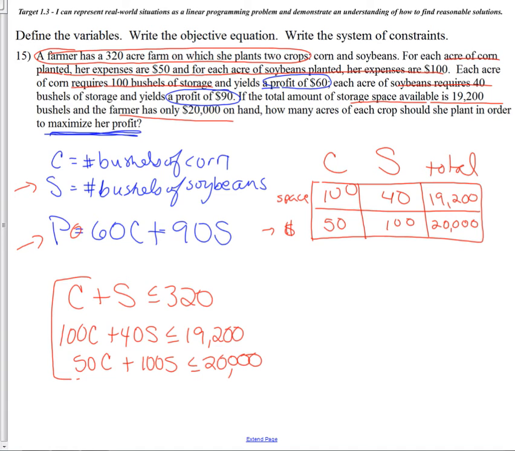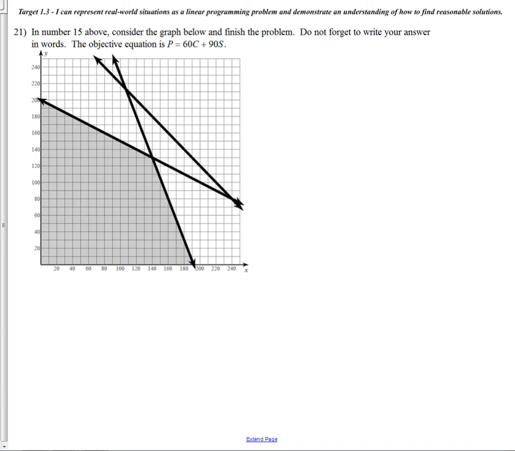We're going to move on to number 21. And it says in number 15, which we just completed, consider the graph below to finish the problem. Do not forget to write your answer in words. And it says the objective equation is P equals 60C plus 90S. So it's actually graphed for you, and we're going to keep the variables in the correct order. So C is our X axis, and S is our Y axis. And this area that's shaded is called the feasible region.